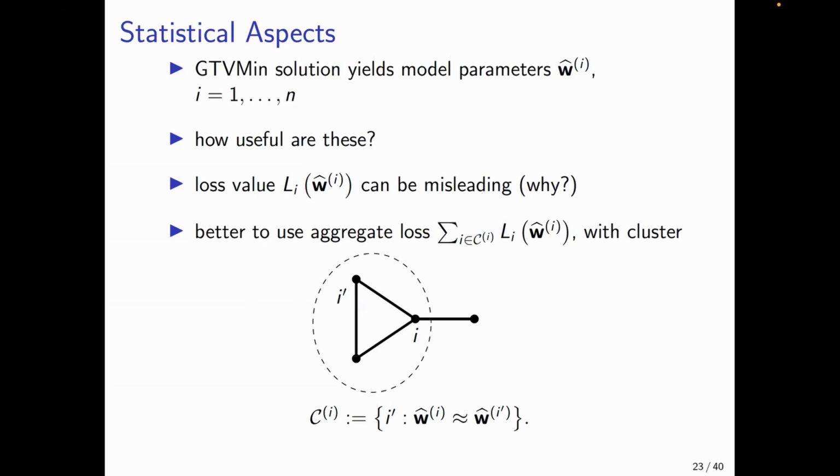In general, it's not enough because, to start with, we said that the local data sets are too small, and in turn, the local loss values are not really informative enough. So they can be very small, although we didn't learn any useful model. So it might be better to average these local losses over all nodes that end up with similar model parameters.